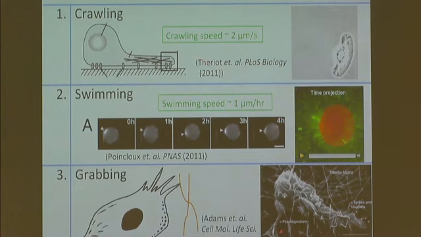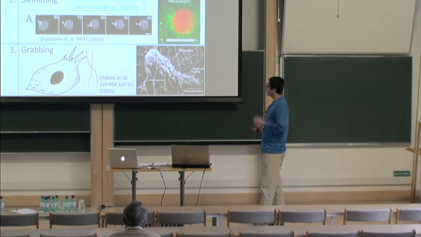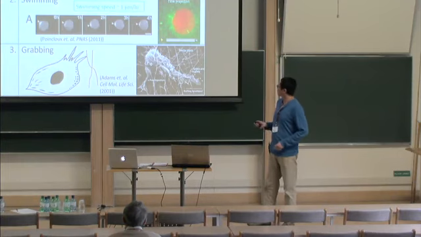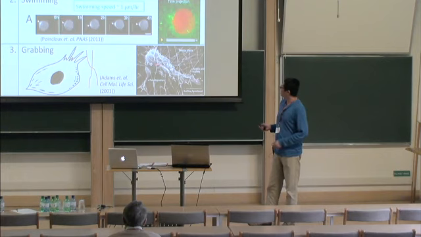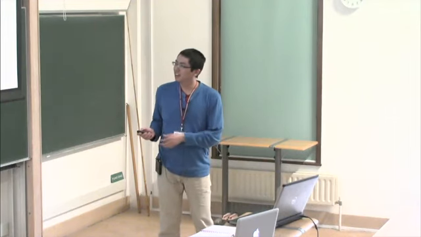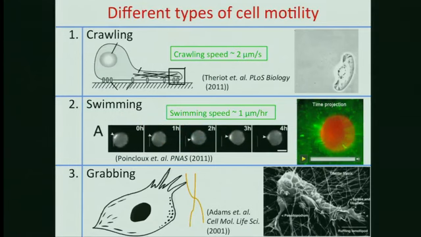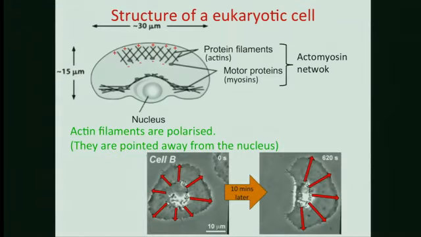The third type of cell motility we call grabbing. Here is a tumor cell inside the same polymeric network. The cell is able to form a finger-like protrusion to grab the polymer and pull the polymer to move. And this is briefly the structure of the eukaryotic cell.